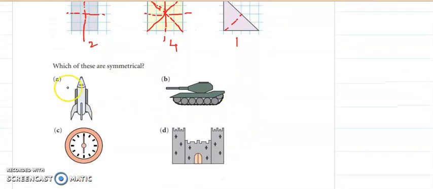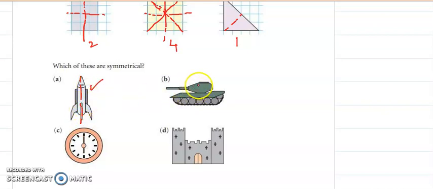The next one, here we have some shapes. We have to tell whether they are symmetrical or not. Earlier we learned that a shape will be symmetrical if it has at least one line of symmetry. If a shape doesn't have any line of symmetry, then it will not be symmetrical. So this shape is symmetrical because if we draw the line here, the two halves will be the mirror image of each other. So I can say yes, this is a symmetrical shape.